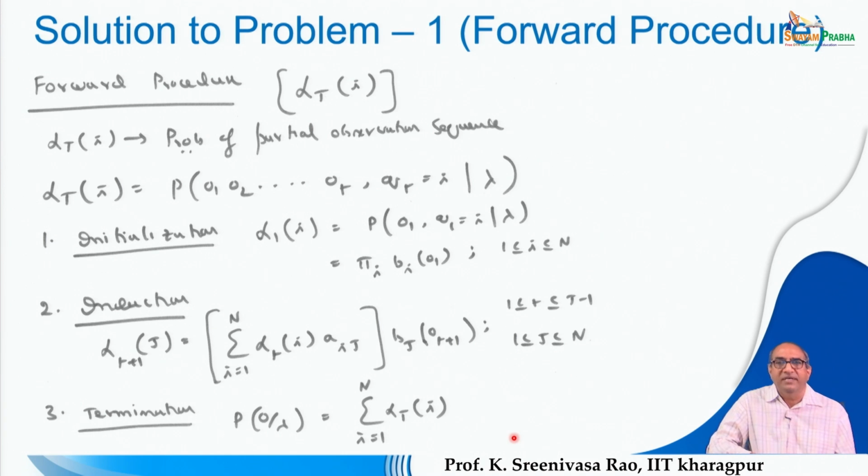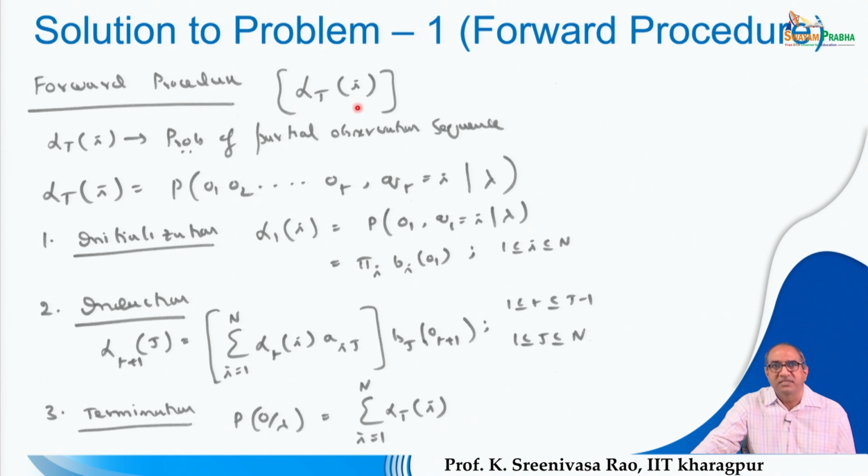For solving problem 1, using a direct method, the number of computations required will be very huge. Therefore, we use another method known as the forward procedure, with which the number of computations will be drastically reduced. We will see how this method works. For this method, we consider a variable called alpha t of i. Here the terminology is very important, how we define this alpha t of i. Alpha t of i is known as the forward variable.